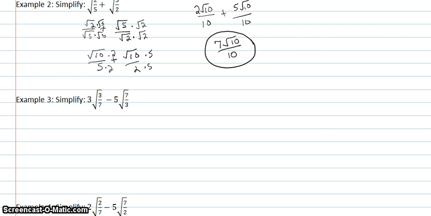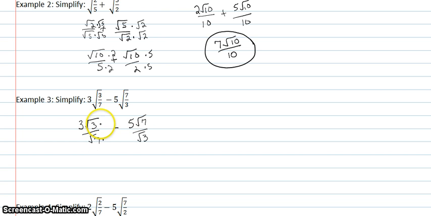Alright, the next one is just slightly more tricky. We're going to be doing that same process, but now we have a number on the outside that's already there. So when I split this up, I'm going to have 3 square roots of 3 over the square root of 7 minus 5 square roots of 7 over the square root of 3. So I just split that up, and I put that whole number on top.